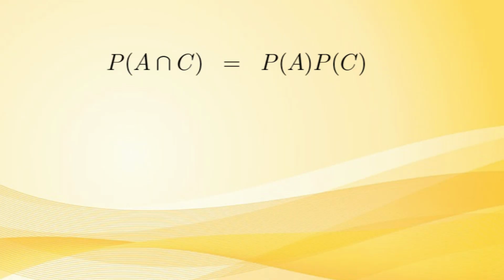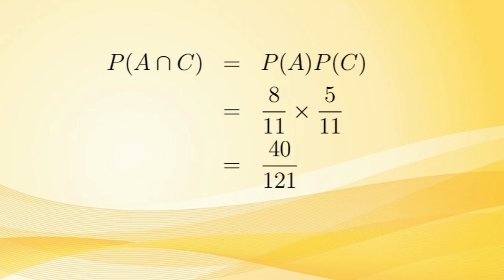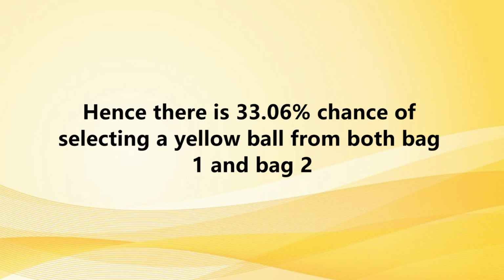That is, probability of A intersection C is equal to probability of A into probability of C, which is equal to 8 by 11 into 5 by 11, which is equal to 40 by 121, which is equal to 0.3306. Hence, we can conclude that there is 33.06% chance of selecting yellow balls from both bag 1 and bag 2.